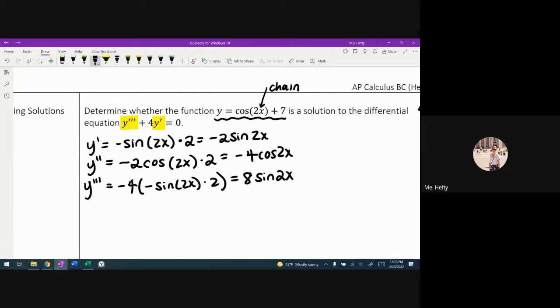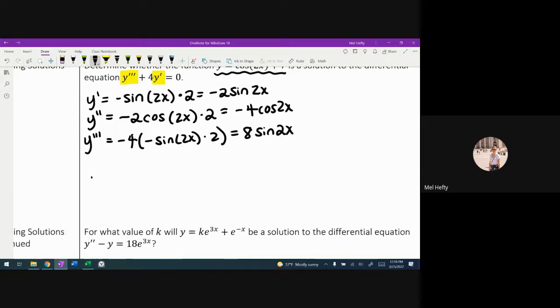We good? So what I'm going to do now is take my original differential equation, y triple prime plus 4y prime equals 0, and I'm going to plug in the things that I have. So y triple prime, instead of that, I'm going to be writing 8 sine of 2x. That's what I got for y triple prime. I'm keeping the 4. And then for y prime, what should I plug in for y prime? Yep, I'm going to choose the one with the 2 at the front personally.